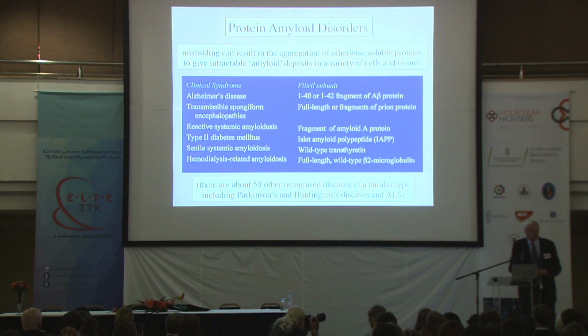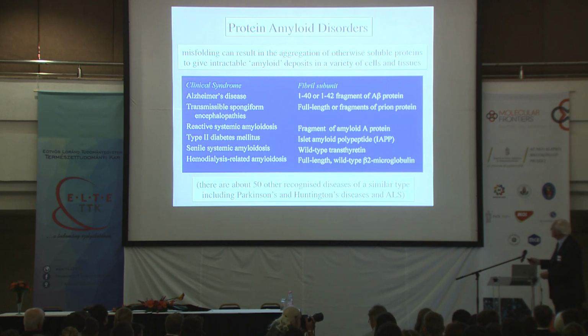And it turns out that there are a series of very, very interesting diseases. Misfolding can result in the aggregation, the clumping together, if you like, of otherwise soluble proteins. And some of these give these intractable amyloid deposits in cells and tissues. And we now know the number increases actually every year. There are at least 50 diseases associated with the amyloid phenomenon.